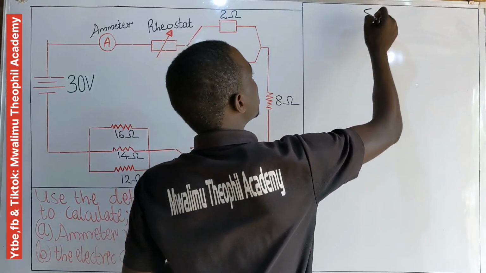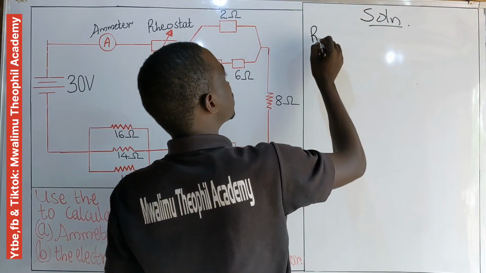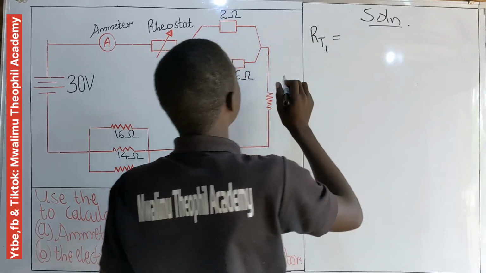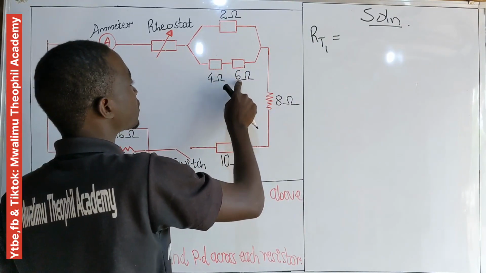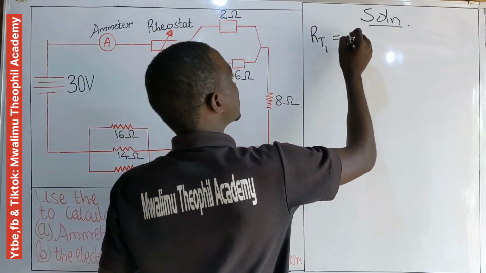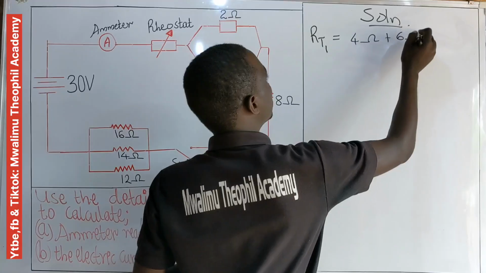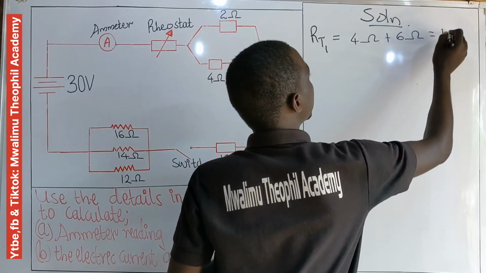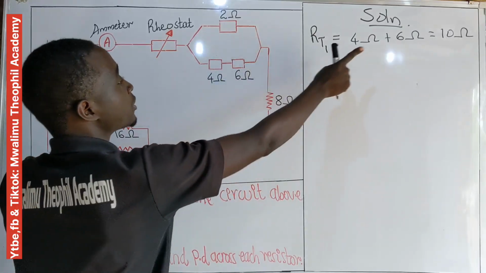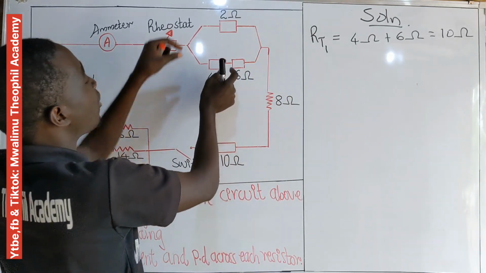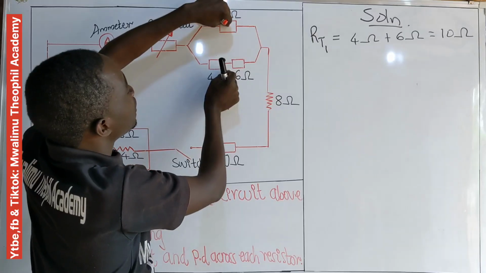Now let's see the solution. Let R total 1 be the sum of the two resistors, 4 ohm and 6 ohm, which are in series, so we add: 4 ohm plus 6 ohm, which is equal to 10 ohm. It means that a resistor representing the two is the one having 10 ohm. Now, that 10 ohm resistor is going to be in parallel with the 2 ohm resistor.